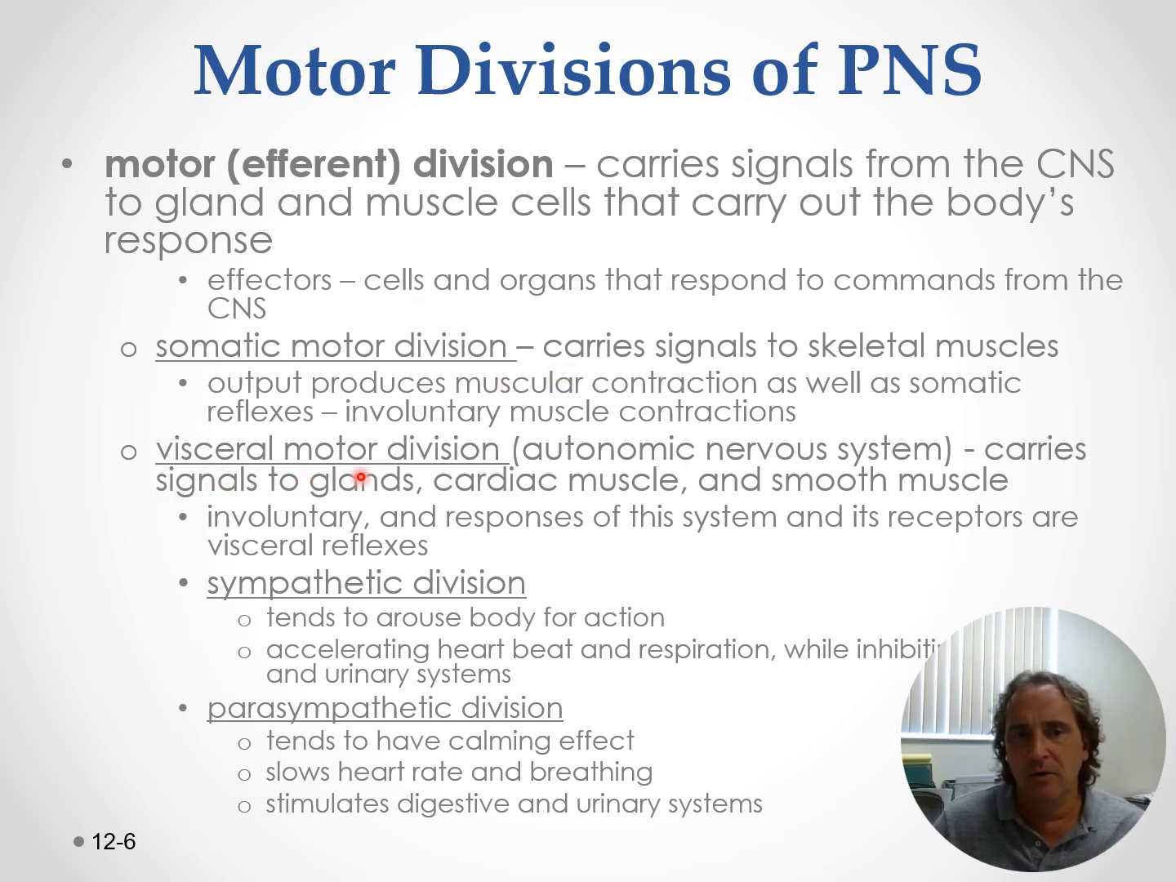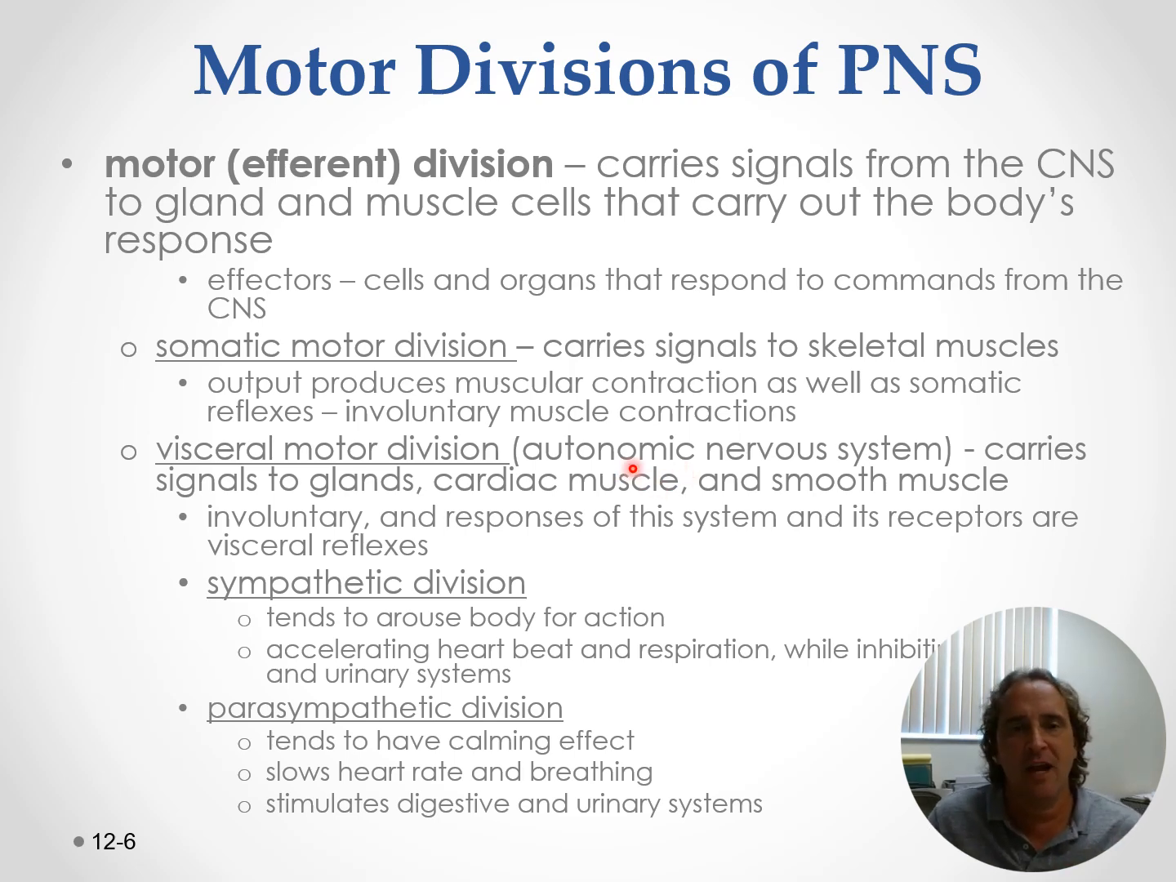That visceral motor is also called the autonomic nervous system. The autonomic nervous system is a little strange, and the reason is that chapter 15 in your textbook, in your lecture class, is just on the autonomic nervous system.